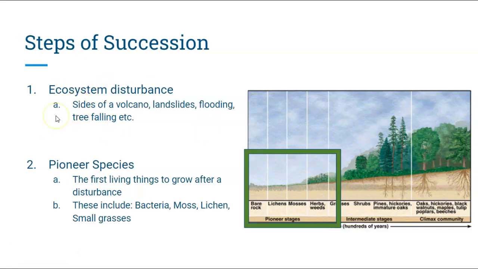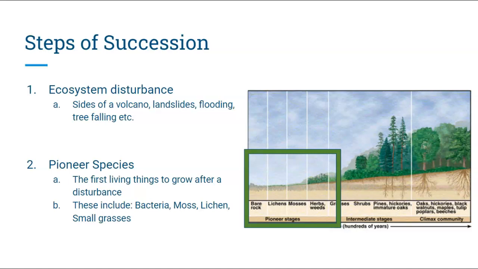And so once that ecosystem goes through a disturbance, the first type of species that are going to be able to live there are called pioneer species. And you've probably heard this word pioneer in history class, because they were the first people to come over, well, debatable, the first people from Europe to come over to the Americas. And so we call the first species that live after an ecosystem disturbance the pioneer species.